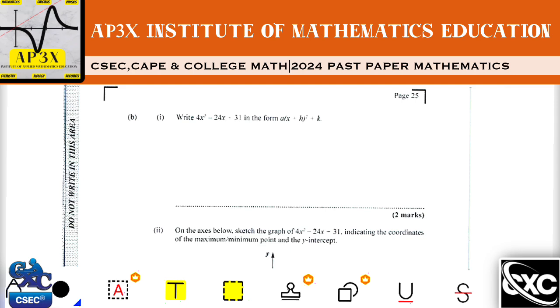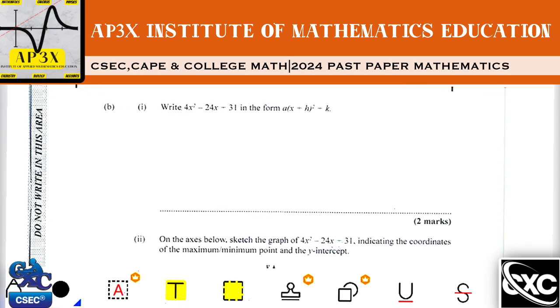All right, now we're going to be moving on to this part of the paper. Then we're going to be writing 4x squared minus 24x plus 31 in the form a open bracket x plus h all squared plus k. Now this is what we refer to as completing the square. Unfortunately though, I do not have a tutorial on this, but I will be making one in the very near future. But for now, the shortcut in completing the square here is, of course, we need to find the values of a, we need to find the values of h, and we need to also find the values of k.